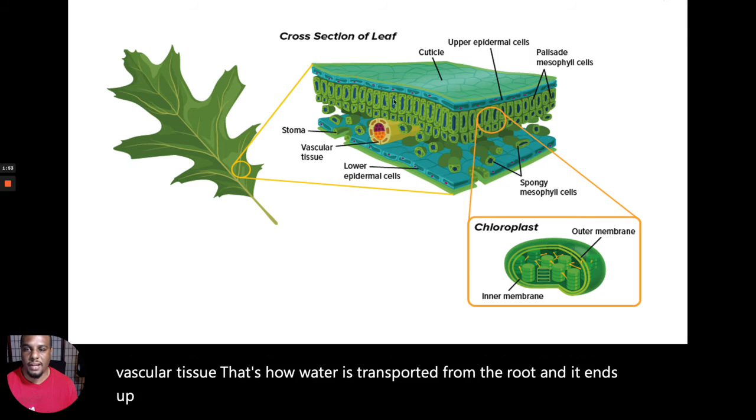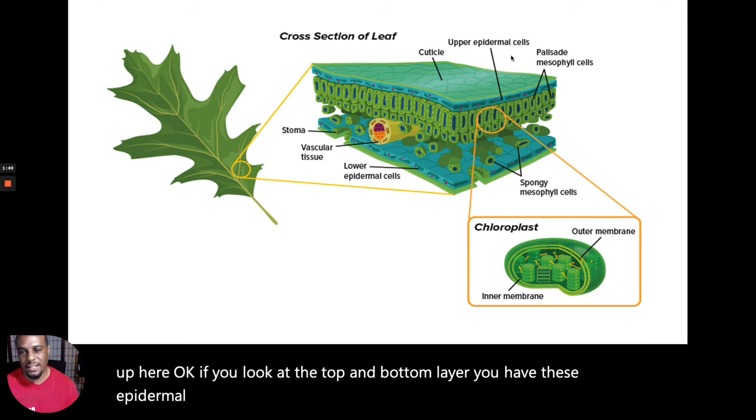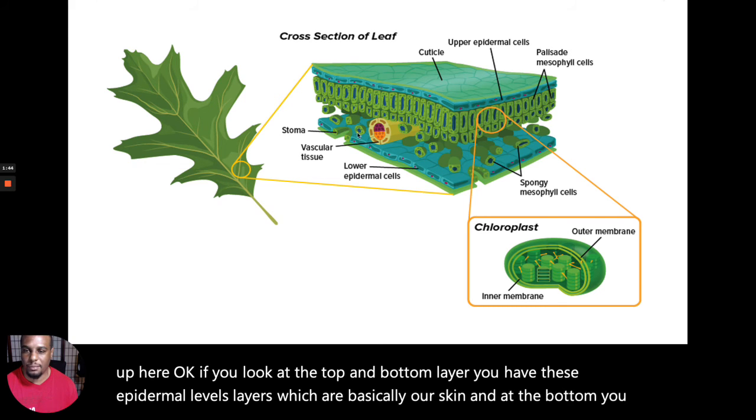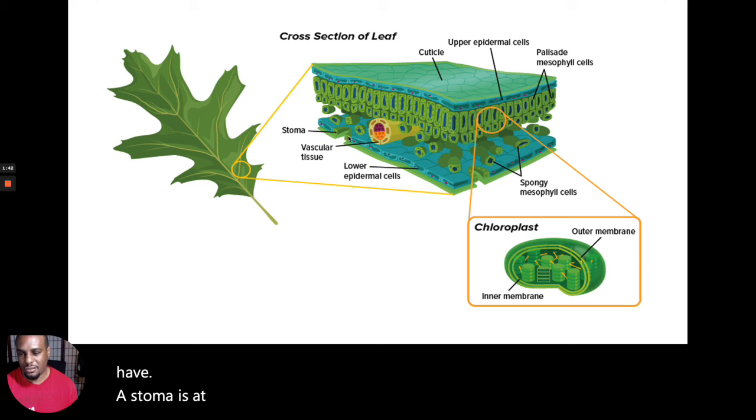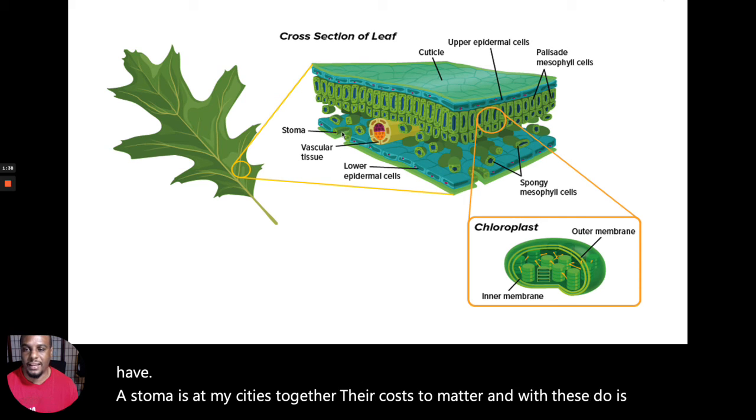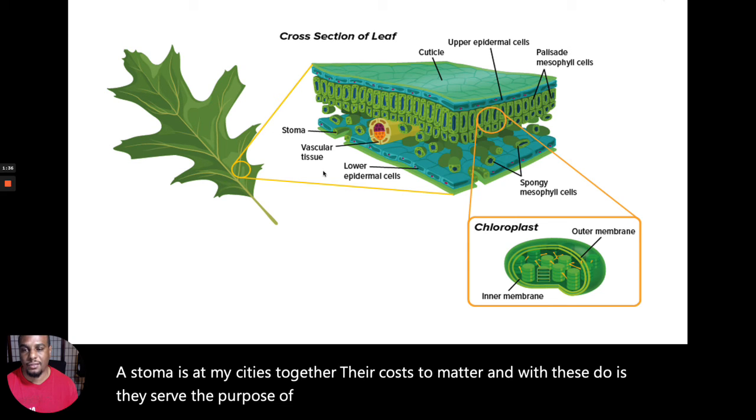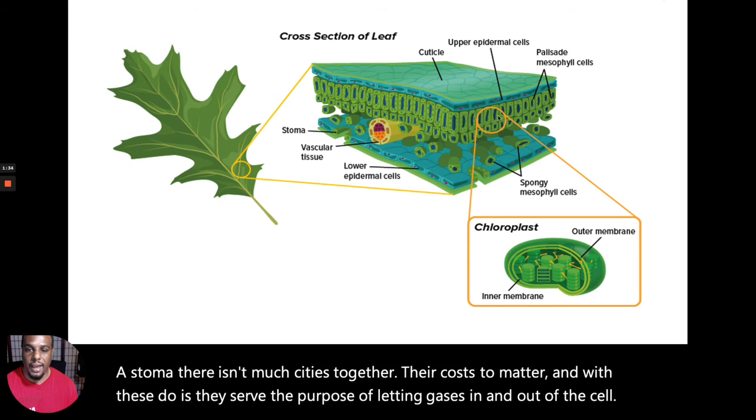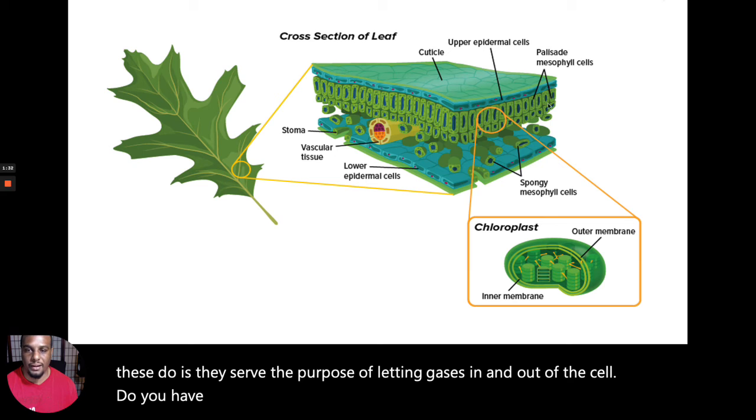Okay, if you look at the top and bottom layer, you have these epidermal layers, which are basically like our skin. And at the bottom, you have a stoma. There's a bunch of these. Together, they're called stomata. And what these do is they serve the purpose of letting gases in and out of the cell.